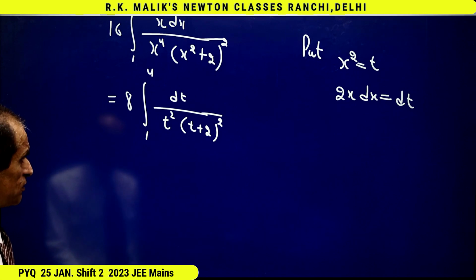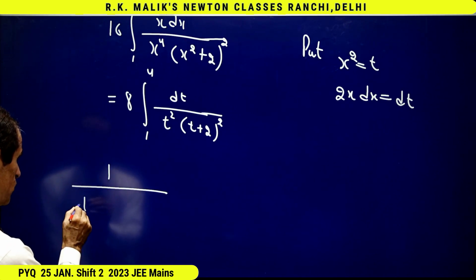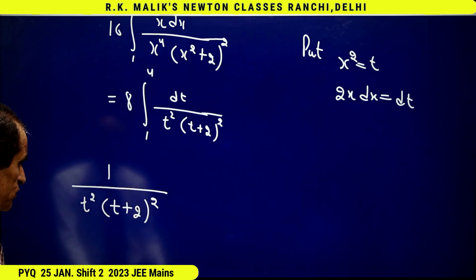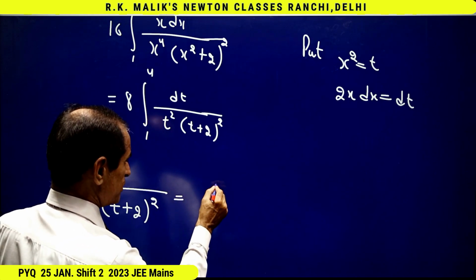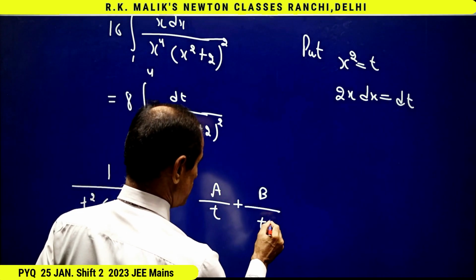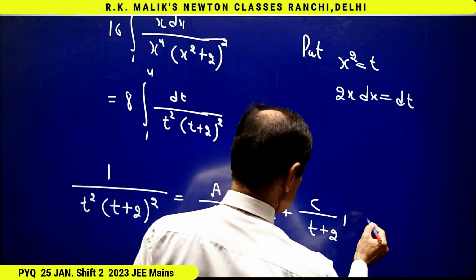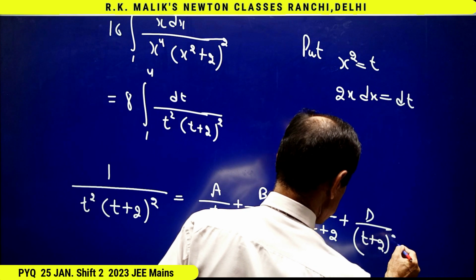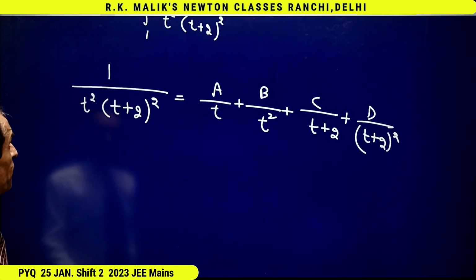Agreed. After this, most of the students will think to make the partial fraction of t² (t + 2)². That is, most of the students will like to write it as A upon t, B upon t², C upon t + 2, D upon (t + 2)². It's not wrong, but I will do it in a slightly better way.